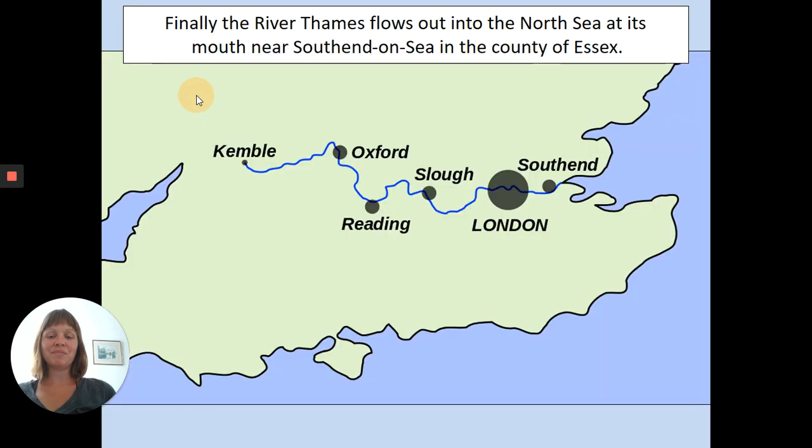Okay, and then finally the River Thames flows out into the North Sea at its mouth near Southend-on-Sea in the county of Essex.